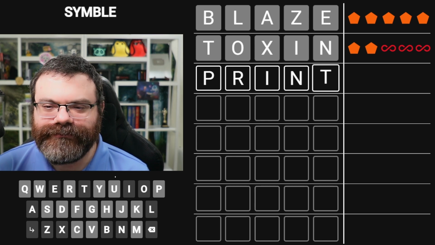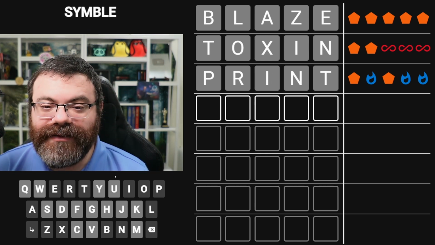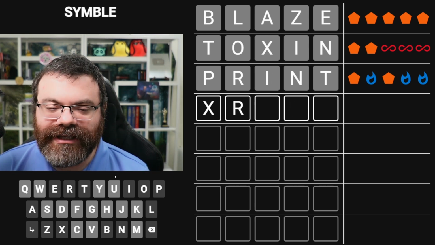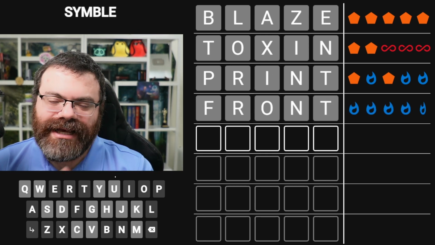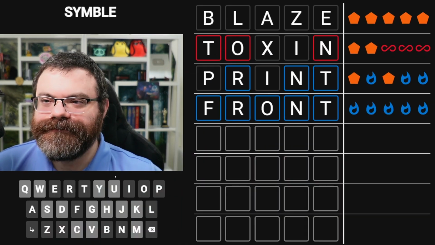Print. Okay, so this blue flame has to be the green now. So we got the R right, and it's RONT, so something like front. Yes, all right, got it. Front in 4.